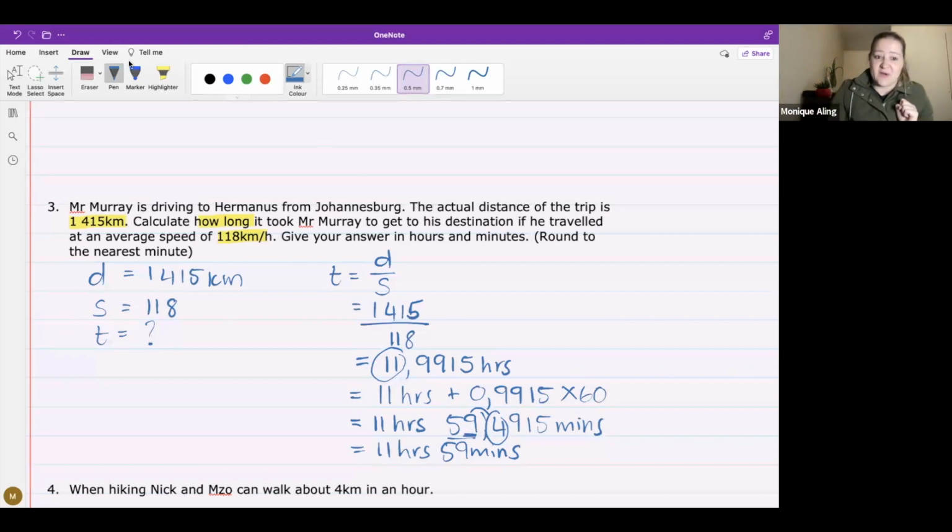Okay, was that a bit of a tricky one? Okay, so that one there was a lot to unpack, because firstly you had to get your answer, then get it to hours and minutes, as well as round to the nearest minute. Okay, but does it make more sense now? Okay, so it was the same conversion that we did earlier. Take the full hours out and the remainder we convert to minutes. Okay, good. I'm glad it makes more sense now.